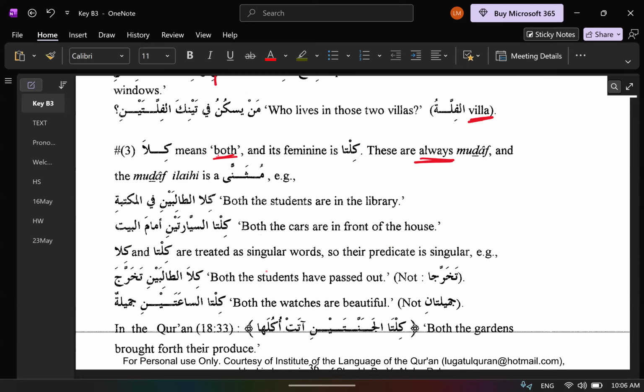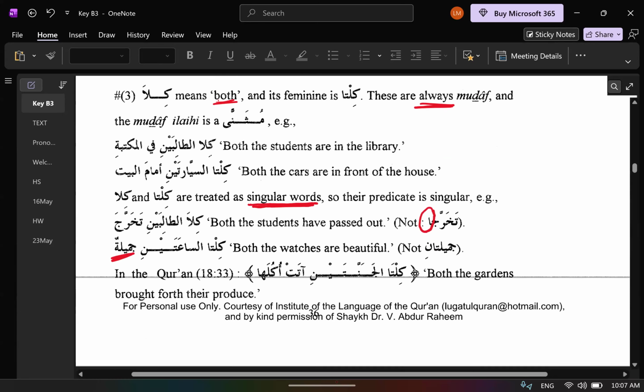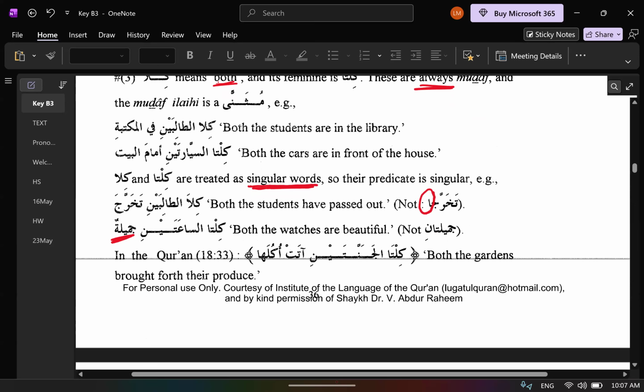Kilta and kila are treated as singular words. So this is also important, that their khabar you will not bring as a dual. So their predicate is singular. Example, kila talibaini takharraja. So both the students have passed out. Takharraja, not takharrajа. You do not, as a meaning it means both, but as a word they are treated as a singular word. So kilta sayyarataini jamilatun, you don't say jamilatani. So they are treated as a singular word, meaning is dual, both.